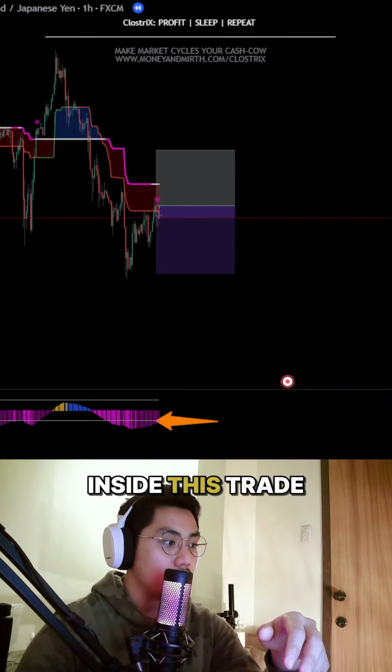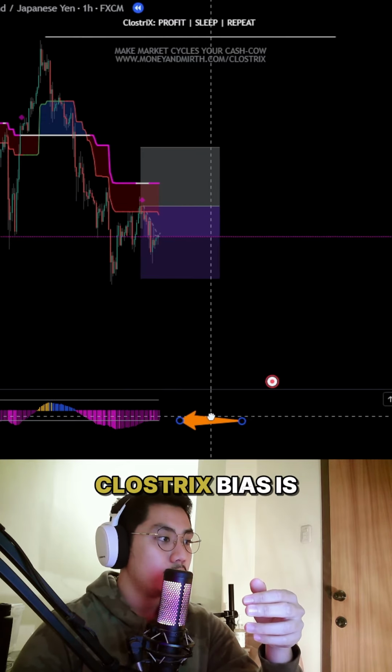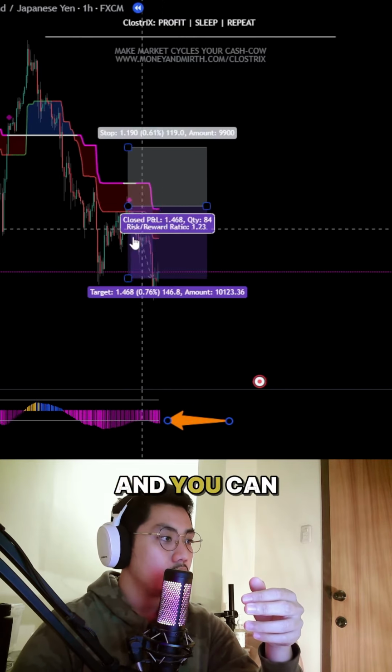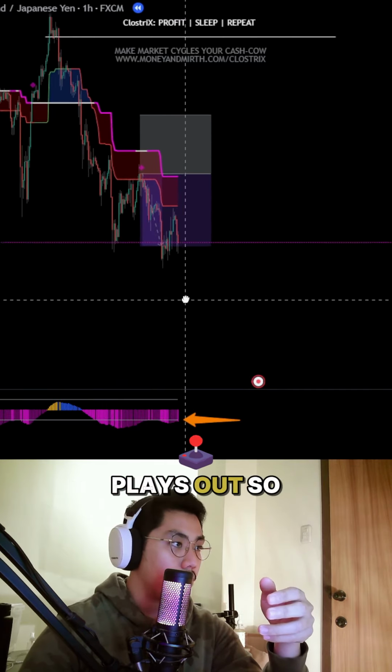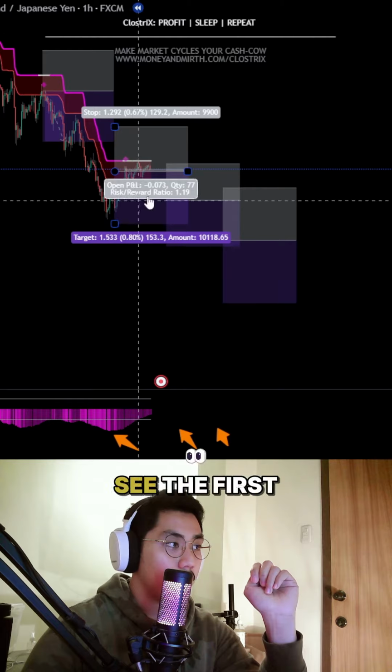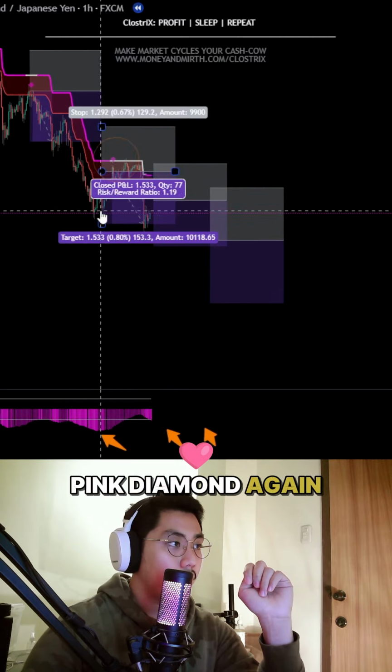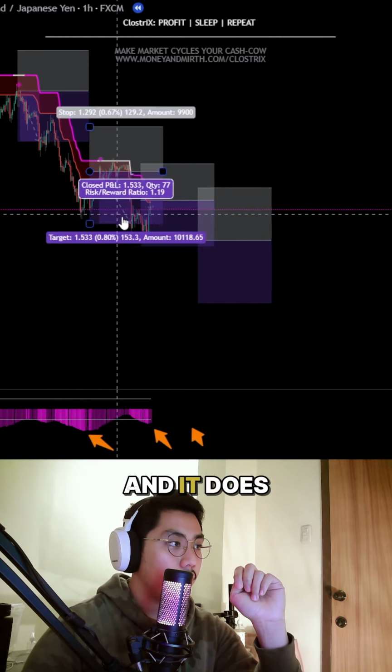Now that we're inside this trade, let's see how this plays out. You can see Claustrix bias is still under the 15 level, and you can see that we did hit our take profit here. I'll show you more examples of how this strategy plays out. So there's 4 more examples of this. As you can see, in the first example, we see a pink diamond again, and Claustrix bias is below 15, and it does hit our take profit.